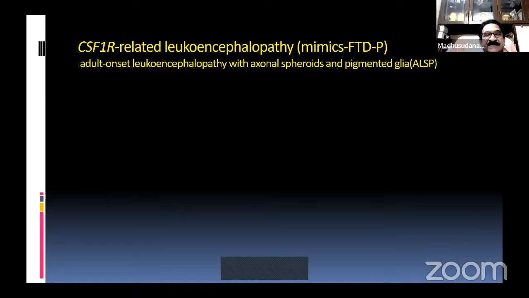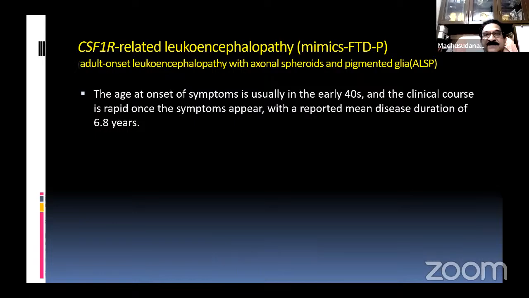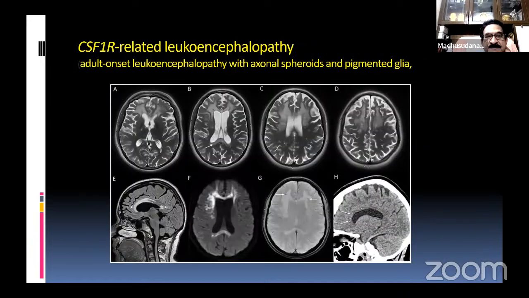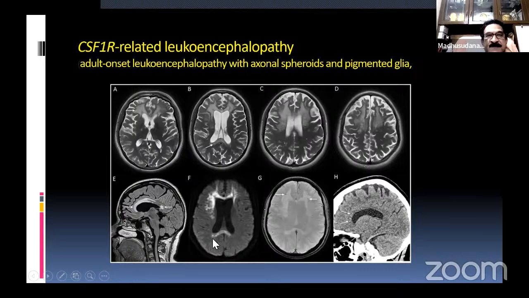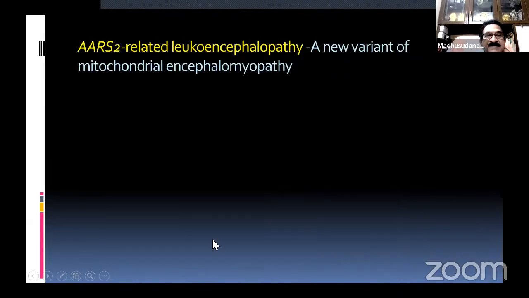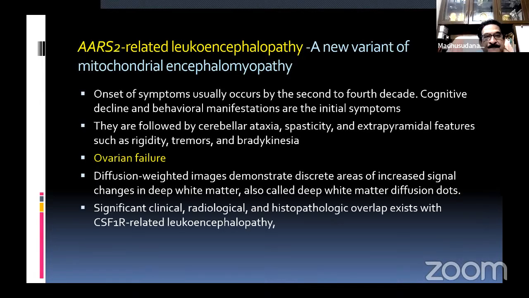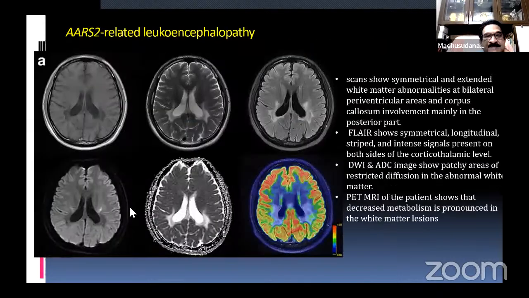So I think I'll skip these things. These are the CSF1R related leukodystrophy, otherwise called ALSP, adult onset leukoencephalopathy with axonal spheroids and pigmented glia. This is the MRI pattern, the way they show diffusion restriction here in CSF1R related leukoencephalopathy. Then there is AARS related leukoencephalopathy, which characteristically has ovarian failure. Again, you can find diffusion restriction here.